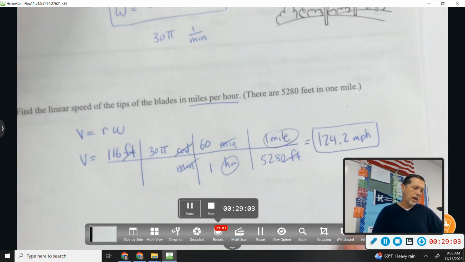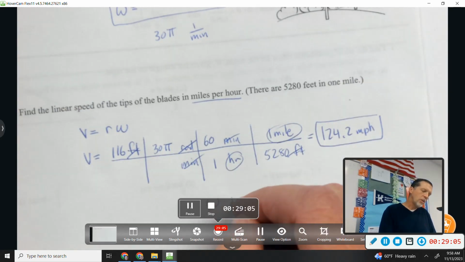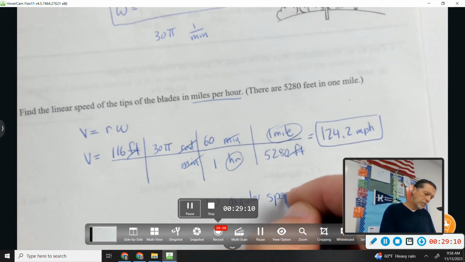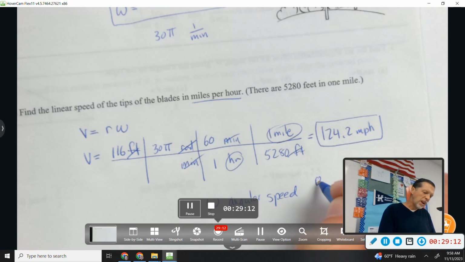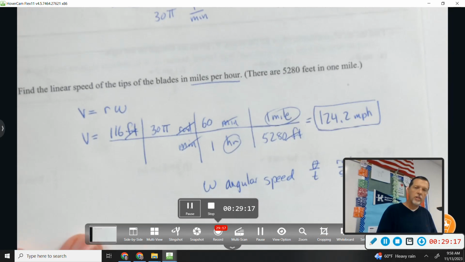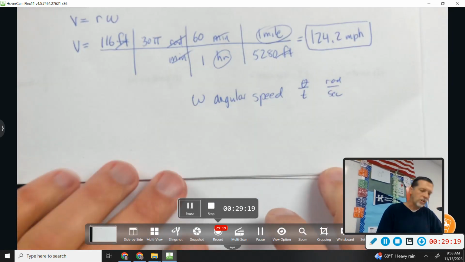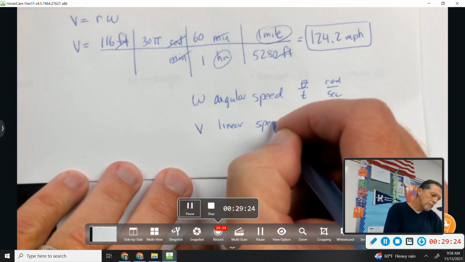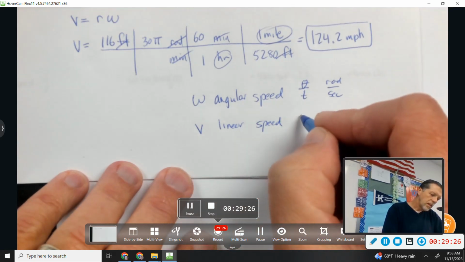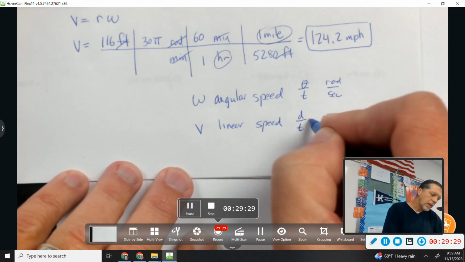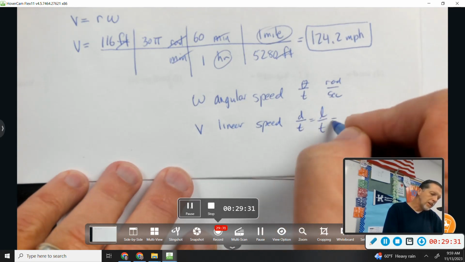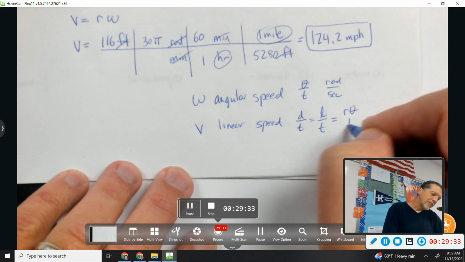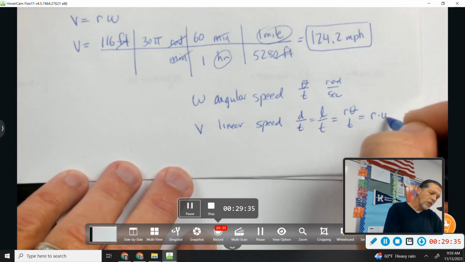Okay, so be careful. Omega is angular speed in radians per second usually. Here's the summary in 2 lines here. V is the linear speed. Distance over time, or L over T, or R theta over T, or what we usually use is R times omega.